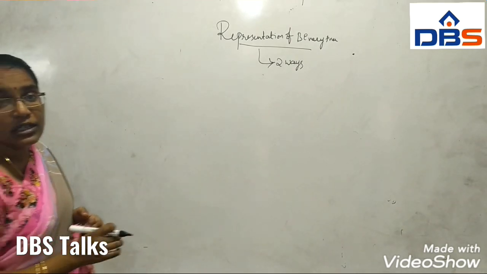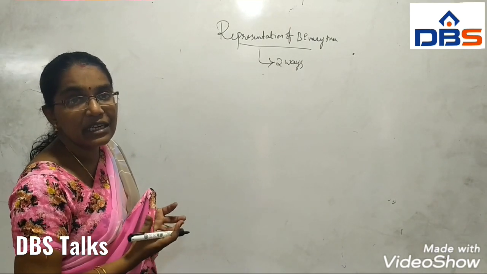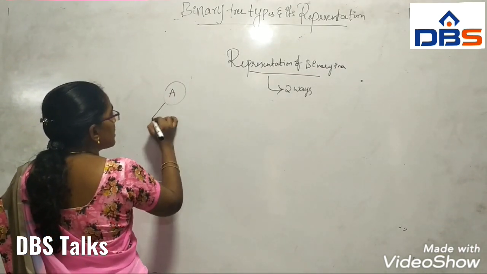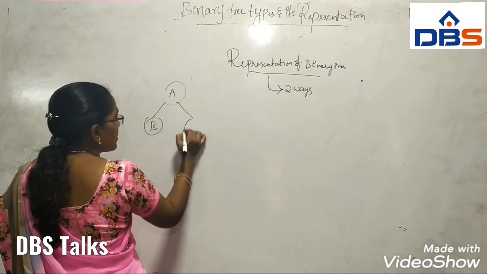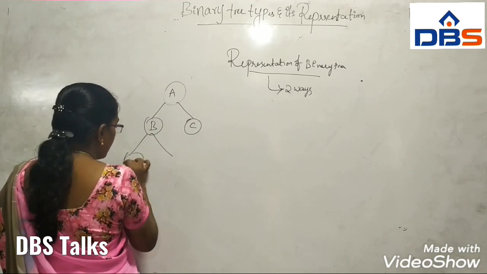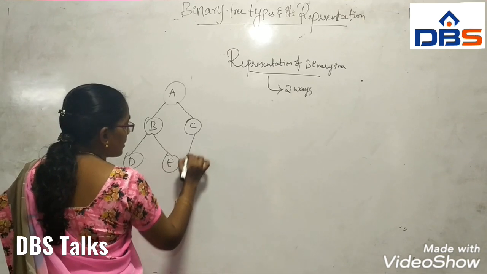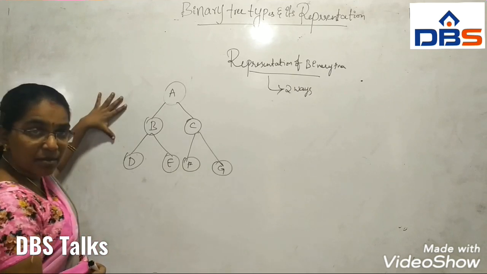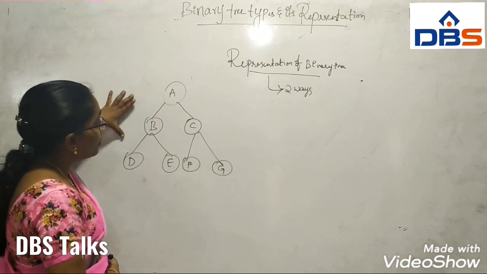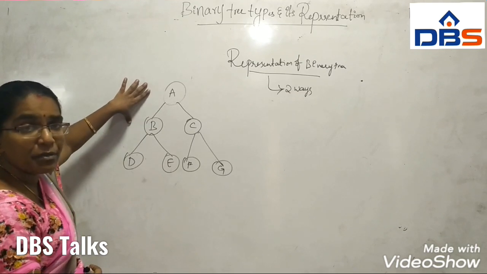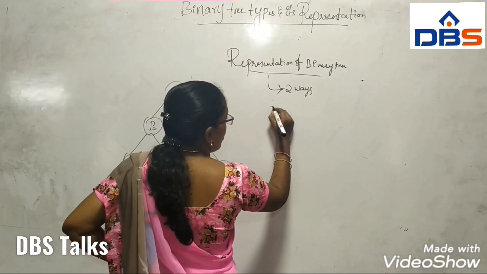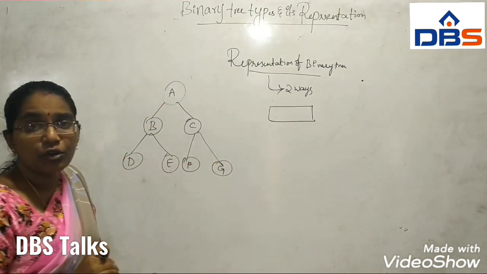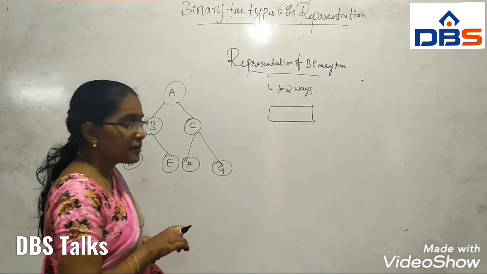In the previous class, I have already told you how we are going to represent the binary tree using a linked list. Suppose this is a binary tree: A, B, C, D and E, F, G. Then how are we going to arrange this in the computer memory by using the linked list? First of all, we have to create a node. We already know how to create the node by using the linked list.